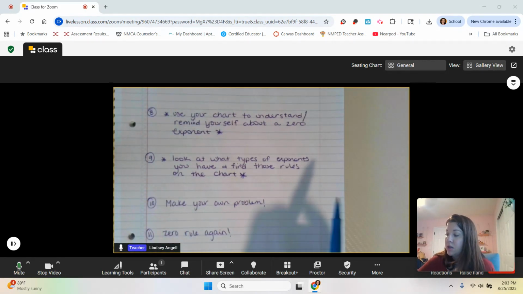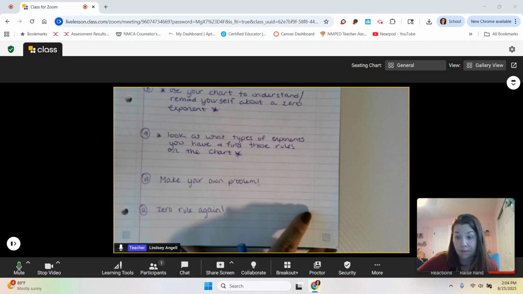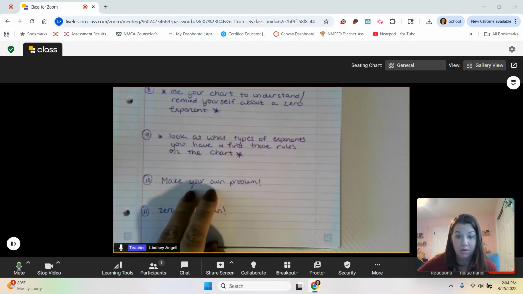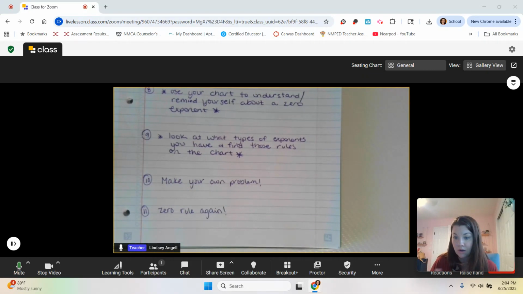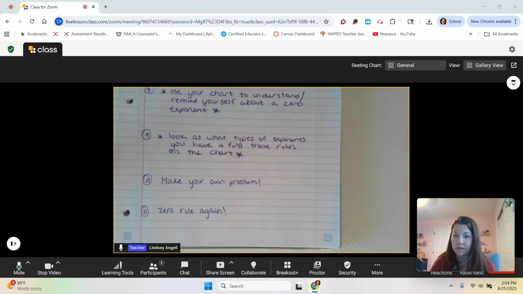Number 9. Look at what types of exponents you have and find those rules on the chart. It's going to ask you which rules you would use to solve, so you need to pick the right ones. Number 10, you're going to make your own problem. So again, that's up to you. Go ahead and make your own problem, like the ones that you've seen in all of your different lessons. And then number 11 also requires you to understand the zero rule. All right, so I hope that helps. That chart, I think, will be a huge benefit to you. And as always, if you need more, just let me know.